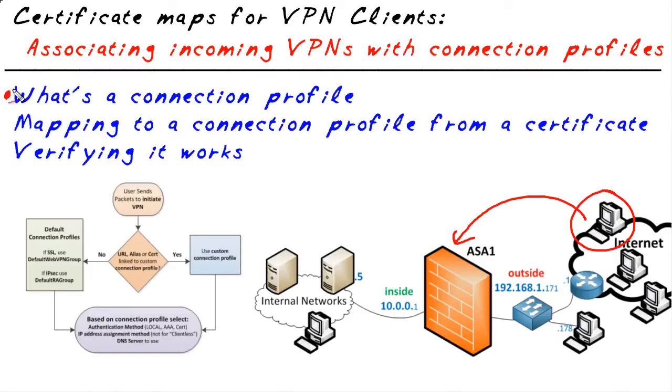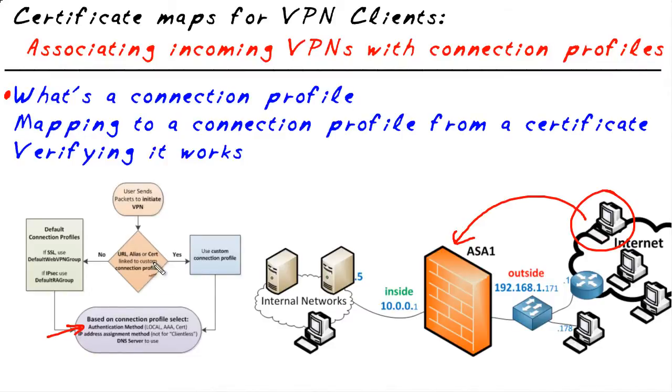Now, why is that important? Well, the connection profile is going to identify things such as, how do I authenticate this user? Do I use a AAA server? Do I use the local database? What pool of addresses do I give him? And so forth. So the very first question is, in this case, what connection profile does this user belong to?